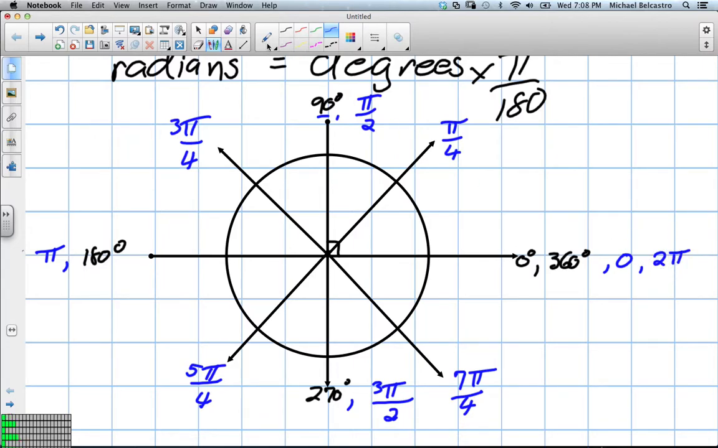Okay. Now there are 2 other ones we do want to quickly talk about on each end. And there's a 30 degrees. And there's your 60 degrees. Okay. So they kind of come around like this.